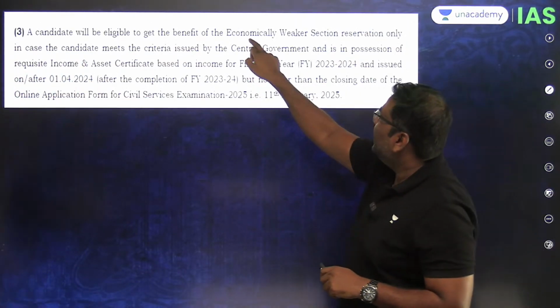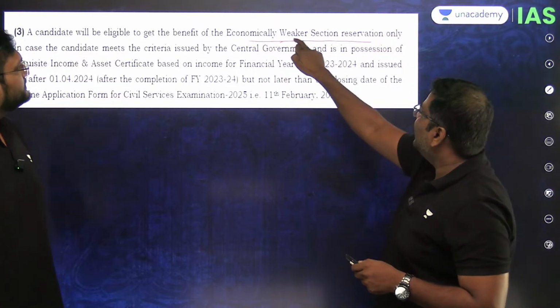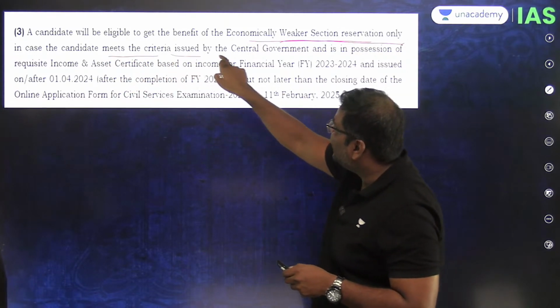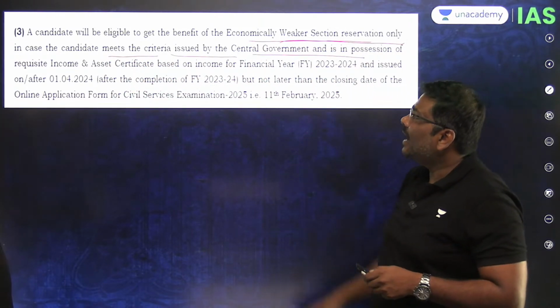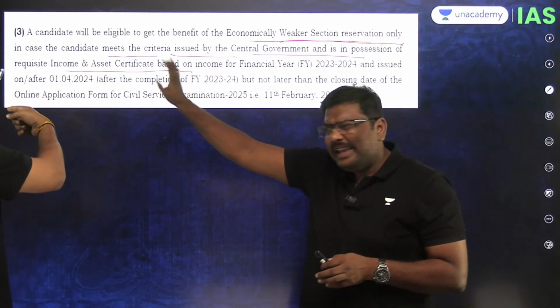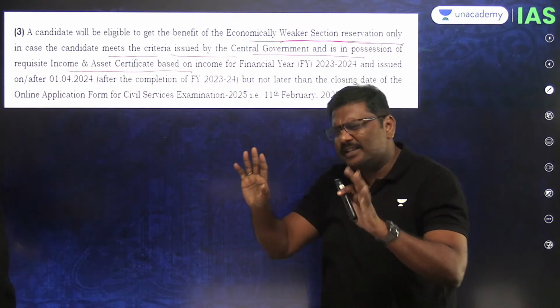This is the economically weaker section. This is from the notification. EWS reservation only in the case that the candidate meets the criteria issued by the central government and is in possession of an income and asset certificate, which we showed. EWS is nothing but an income and asset certificate. Do not be confused. It's similar.